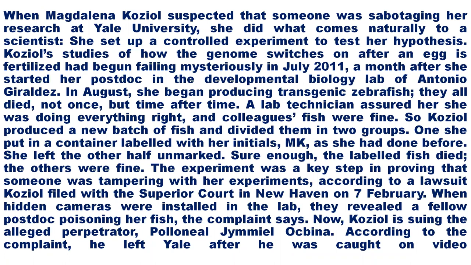In August, she began producing transgenic zebrafish. They all died, not once, but time after time. A lab technician assured her she was doing everything right and the fish were fine. So Kajol produced a new batch of fish and divided them into two groups. One she put in a container labeled with her initials NK, as she had done before, and she left the other half unmarked.